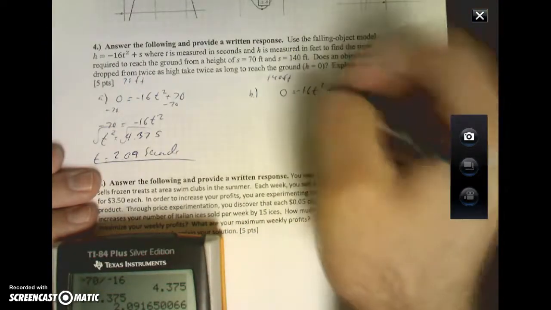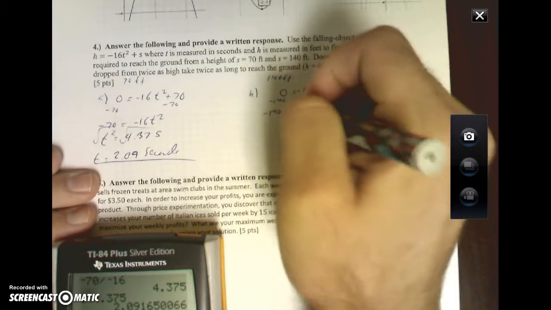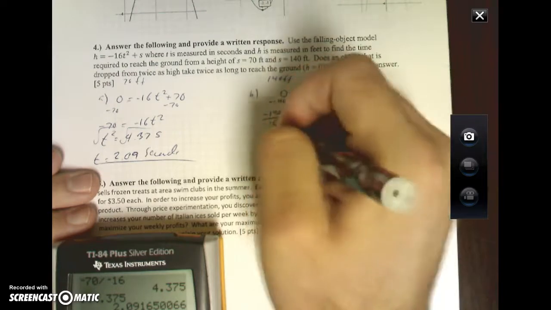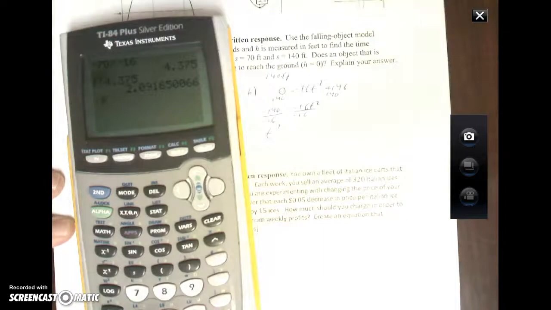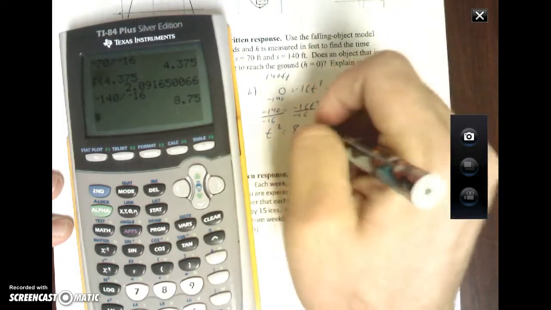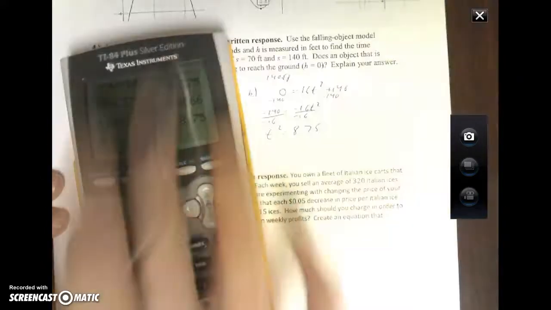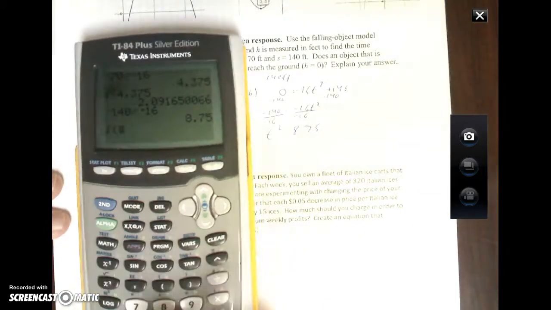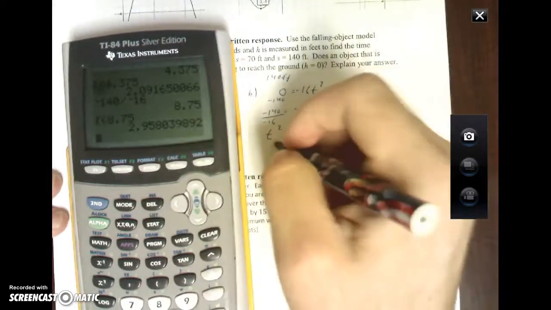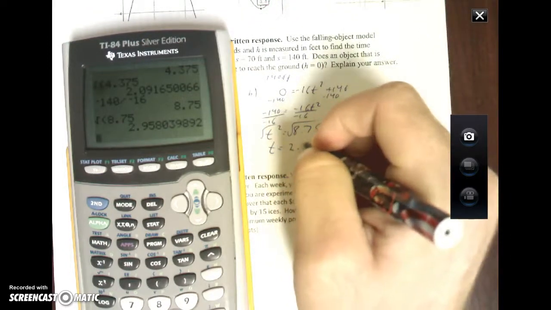All right, move 140 over by subtracting it. Divide both sides by negative 16. t squared equals negative 140 divided by negative 16. By the way, just a heads up, you should realize that your t squared should equal a positive number. It shouldn't be negative there, because time can't be negative. Can't go backwards in time. So we get t equals, after square rooting both sides, 2.96 seconds.